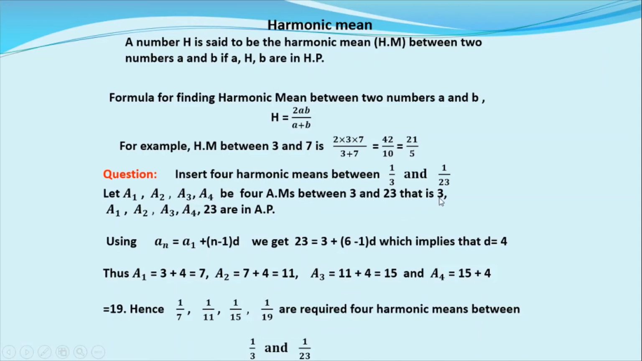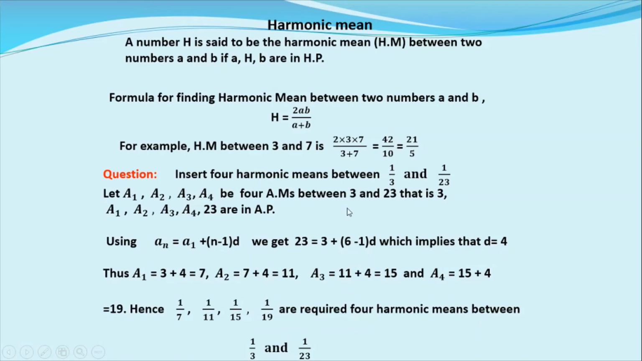And counting 1, 2, 3, 4, 5, 6, the sixth term is 23. The value of the sixth term is 23. So if we take A6, n is 6. A6, that is 23, is equal to A1, that is the first term, plus n minus 1, which is 6 minus 1, into d. 6 minus 1 becomes 5, so 5d. 23 minus 3 becomes 20, divided by 5. So finally we got the value of d, which is 4.